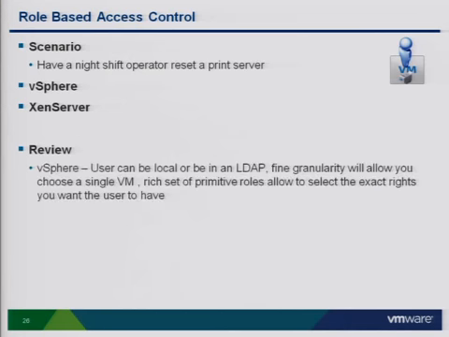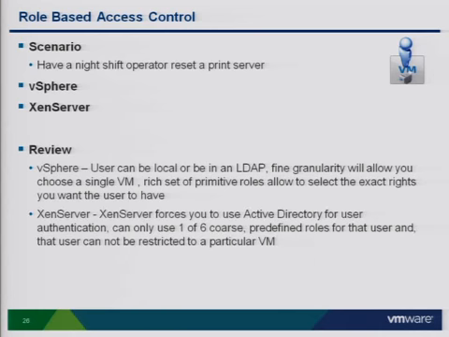So, a quick recap. In vSphere, the users can be local or they can be in an LDAP. Really fine granularity: you can let them do exactly what you want them to do, and you can choose a single VM. You don't have to give them a pool of VMs. A rich set of primitives lets you select the exact rights you want the user to have. XenServer forces you to use Active Directory and gives you a coarse set of roles that you can give your users.